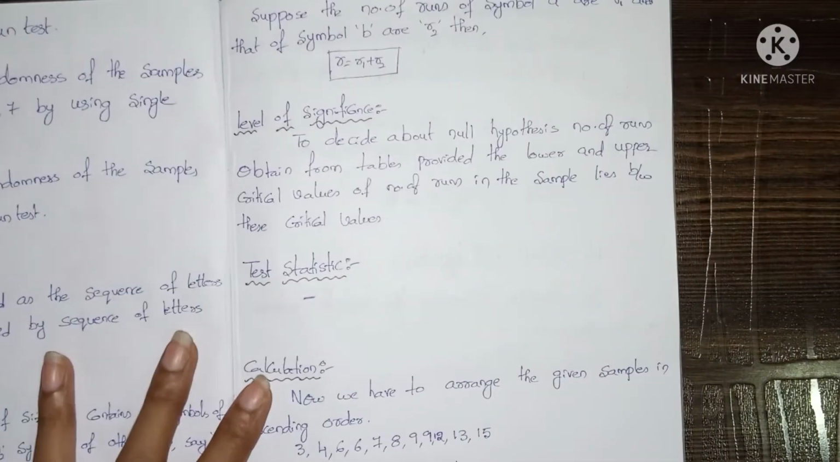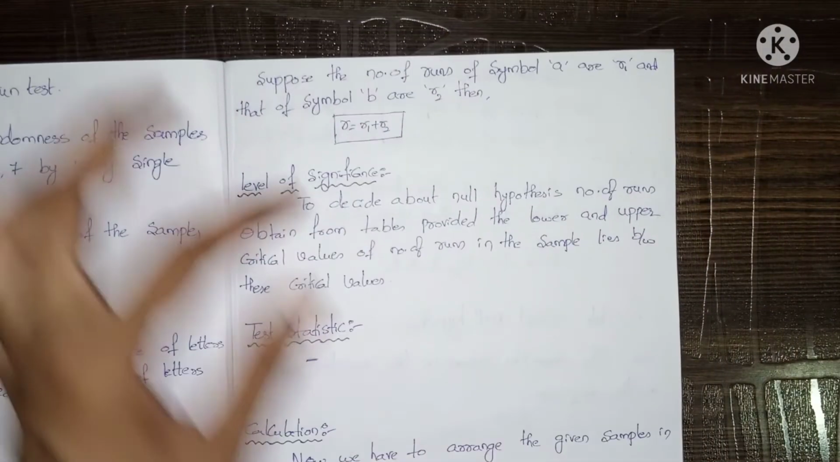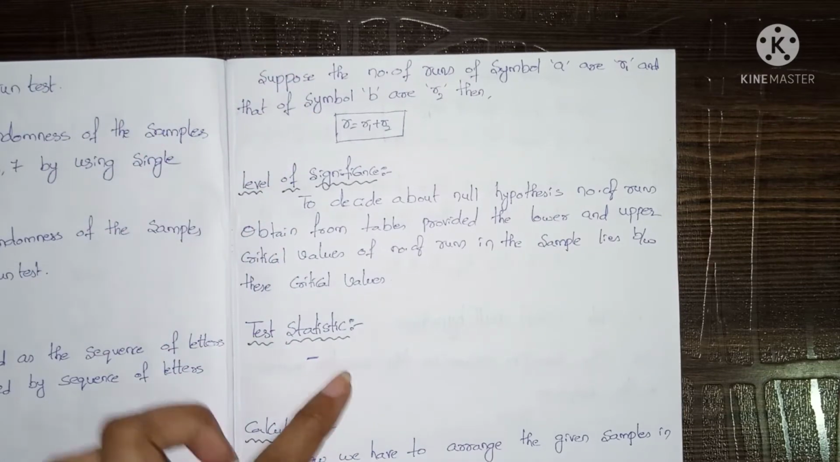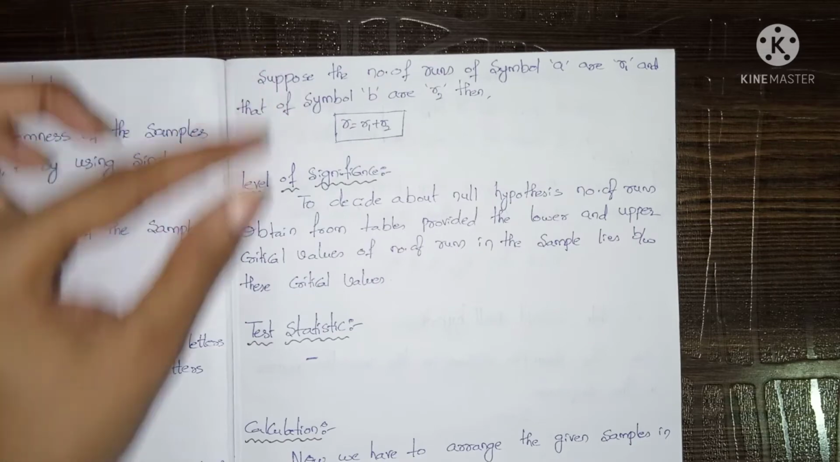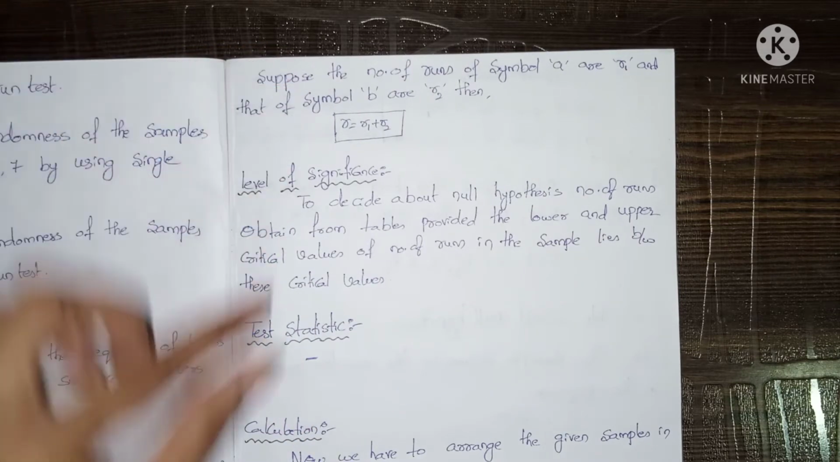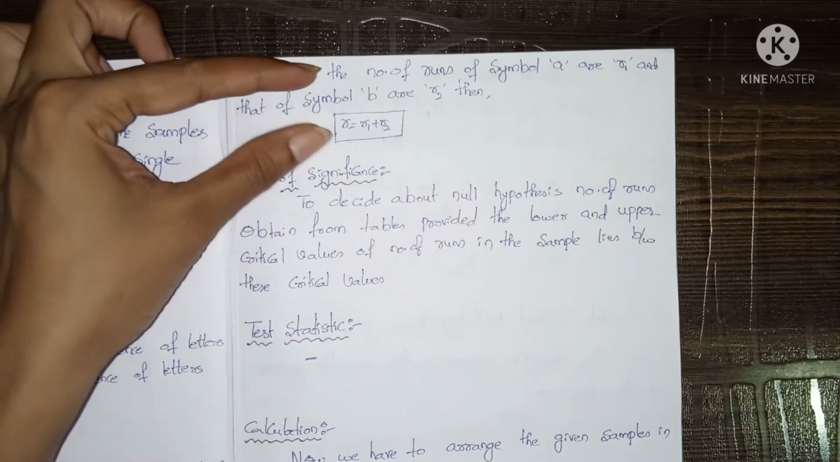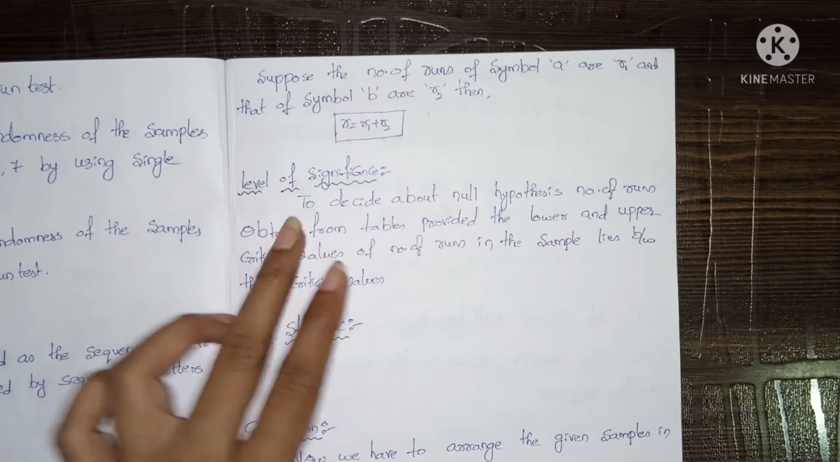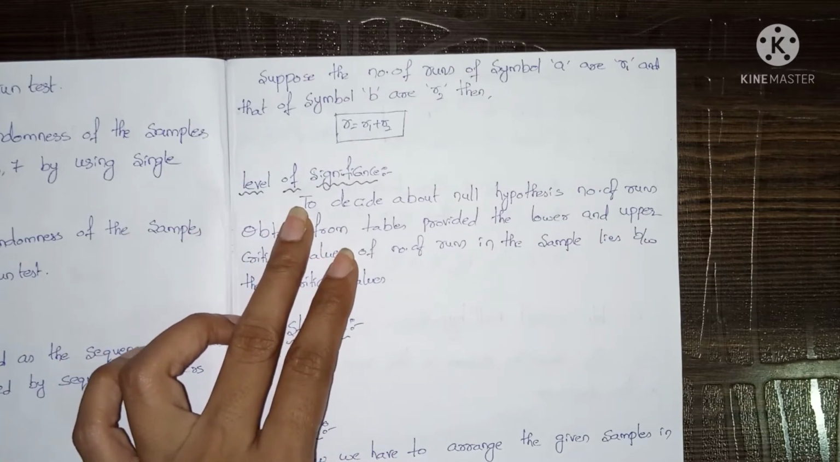And the next is level of significance. This part I'll explain when it comes to test statistic. By mistake I have written it here. So when it comes to test statistic, I'll explain. This part you have to write in test statistic. Okay, so next is level of significance.